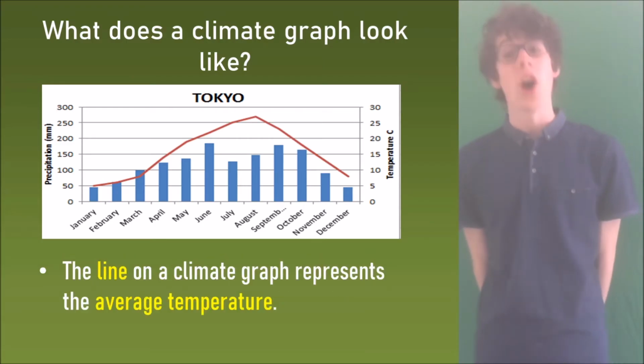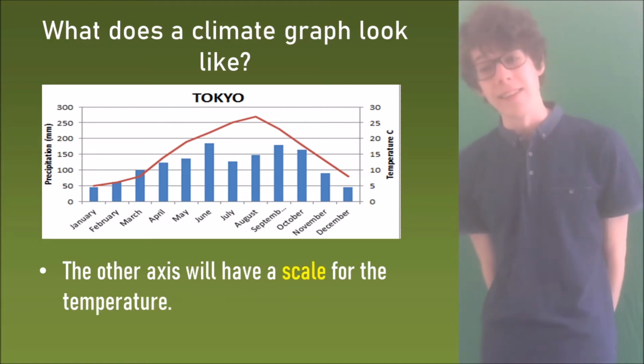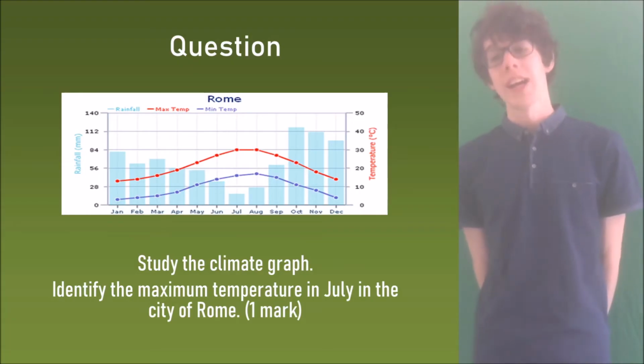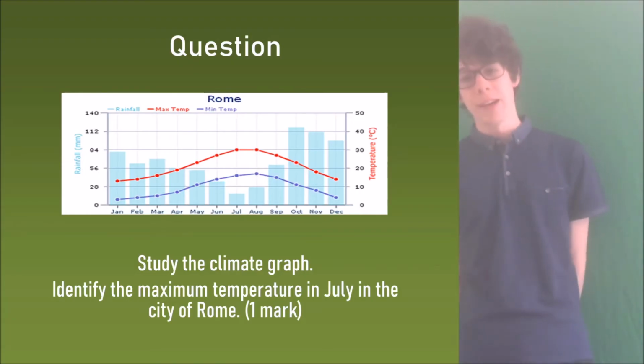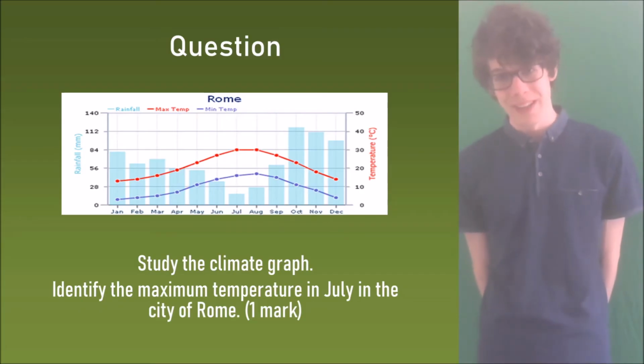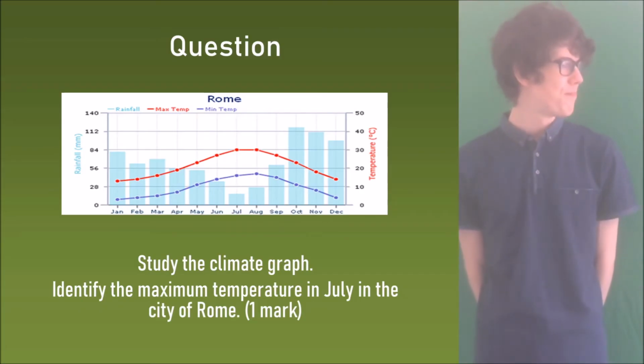The line on a climate graph represents the average temperature. The other axis will have a scale for the temperature. Okay, we're going to try a question now. So, study the climate graph and identify the maximum temperature in July in the city of Rome. So I'll let you have a little go at that.